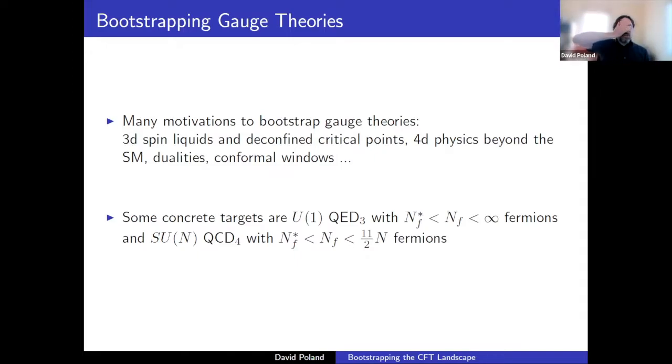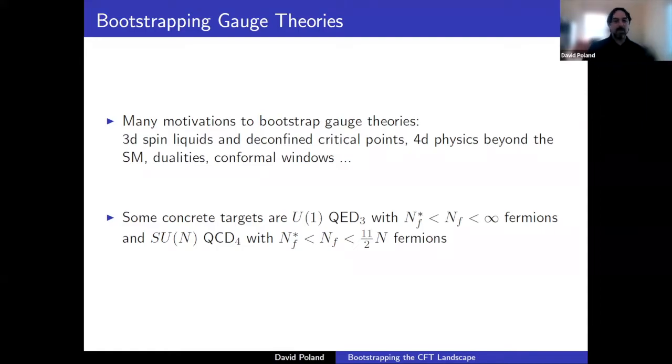Some concrete targets for the Bootstrap are a U1 gauge theory in 3 dimensions, QED3, coupled to a number of fermions, NF, which is in the conformal window, which we can establish has a fixed point at large n, and we believe goes down to some critical value of nf star.